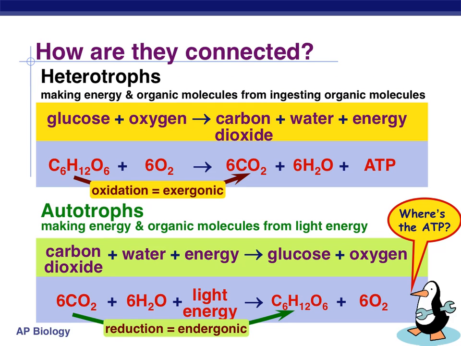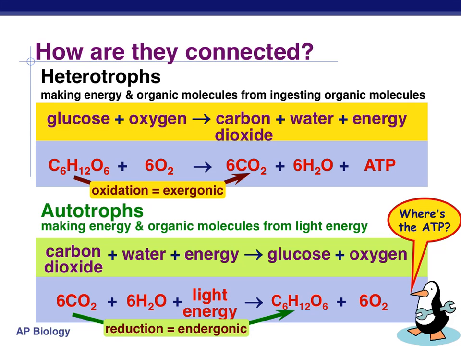So how do we connect them? Well, let's think about it. Heterotrophs utilize other things for food, but they're still making energy, they're still making organic molecules, but they're doing so by ingesting organic molecules that already exist. Whereas autotrophs are making energy and organic molecules, but they're doing so from light energy. They're harvesting sunlight for this.